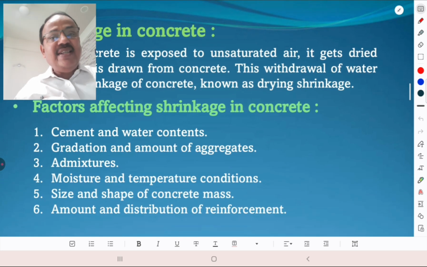Factors affecting the shrinkage in concrete, same as that of workability and creep, that is cement and water content, gradation and amount of aggregate, admixtures, moisture and temperature conditions, size and shape of concrete mass also, and amount and distribution of reinforcement. This is the added factor.